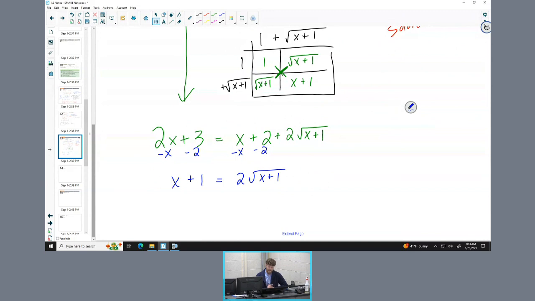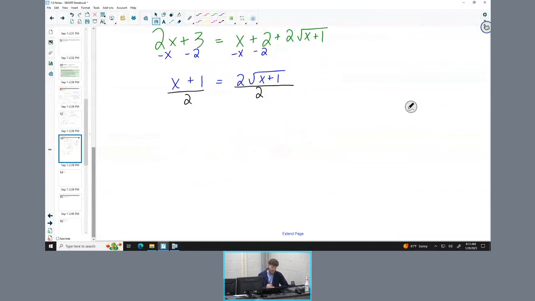All right, I want to get that square root by itself. So I can divide by 2. So then you could say, 1/2 x plus 1/2 if you wanted to. I'm just going to leave it like this. There's other ways you could write it. I'm just going to leave it like that. And then that equals the square root of x plus 1.